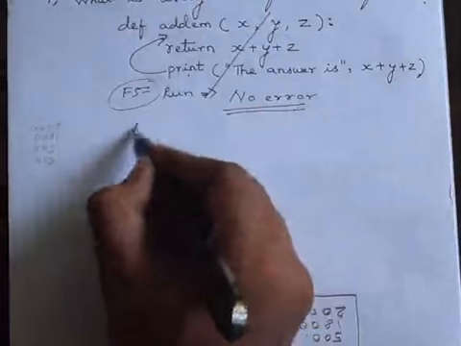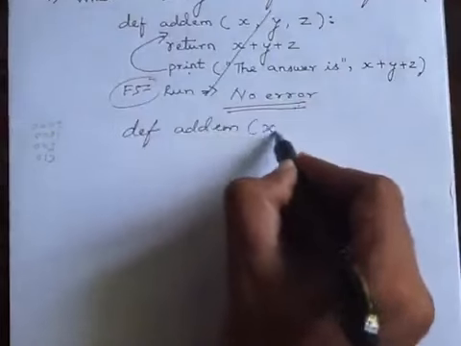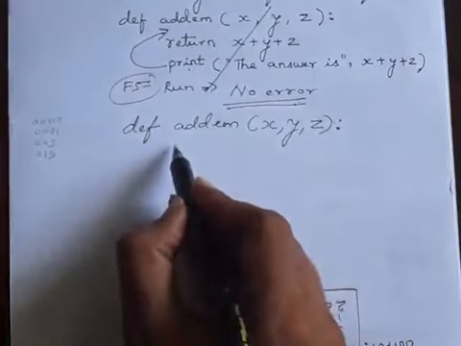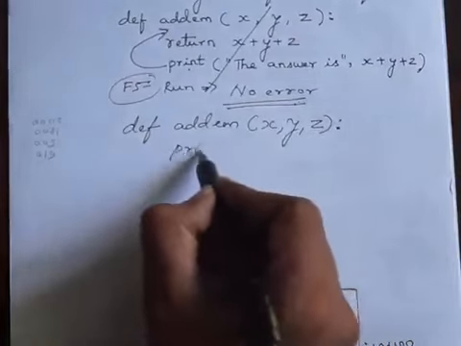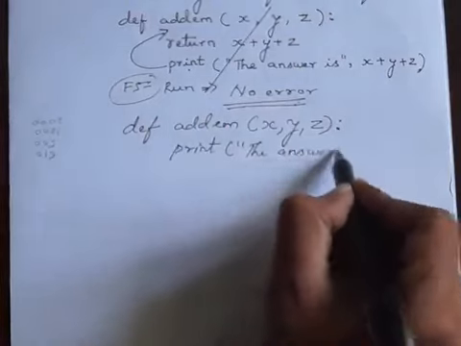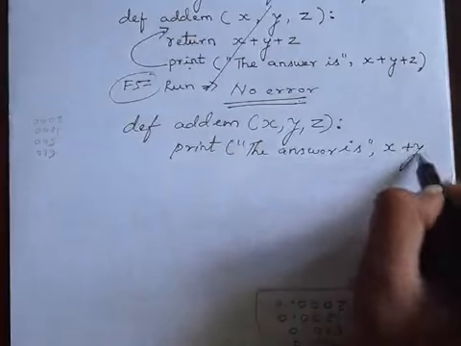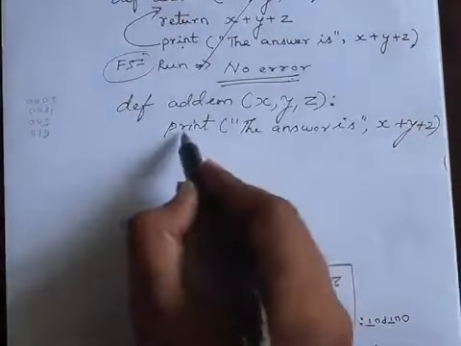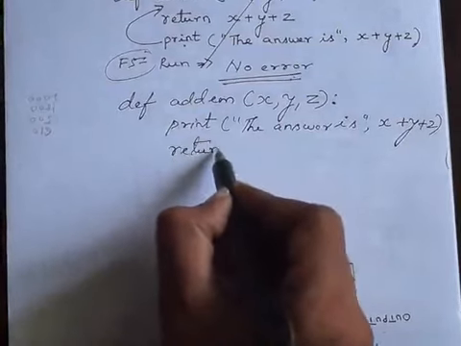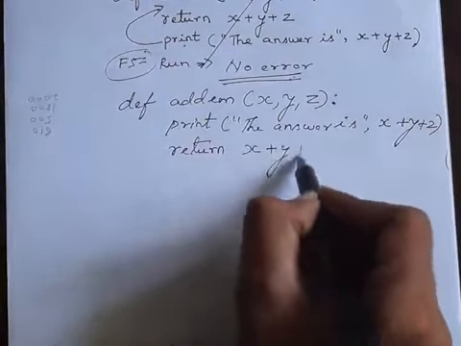Listen. So def add em (x, y, z). Okay, the first line should be the print statement: print the answer is x plus y plus z. Then after that print statement only, you have to write the return statement. Return x plus y plus z.